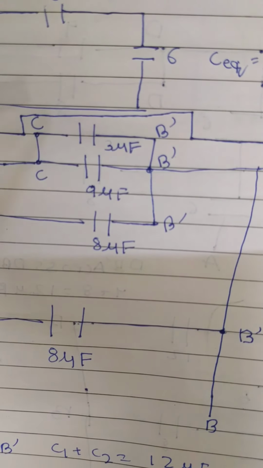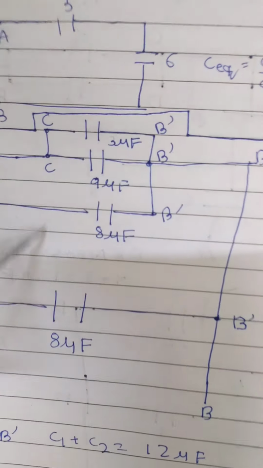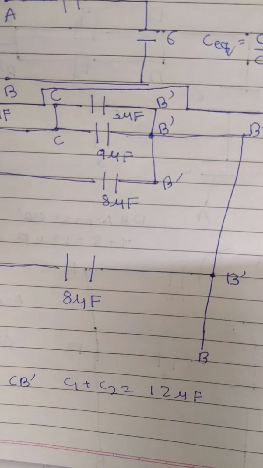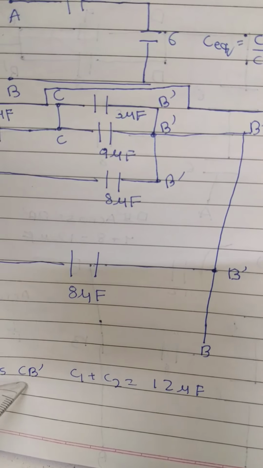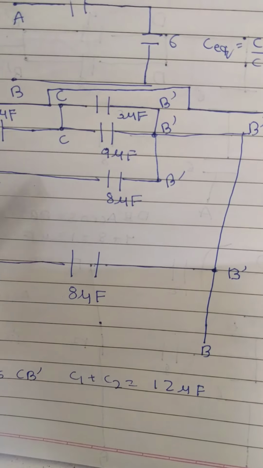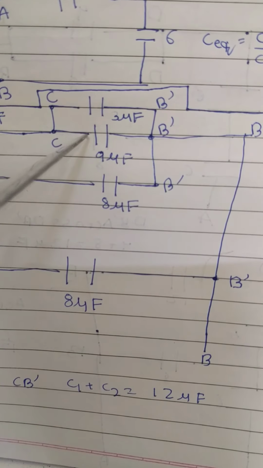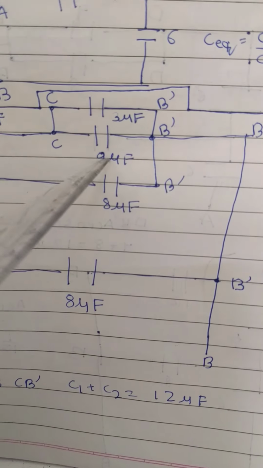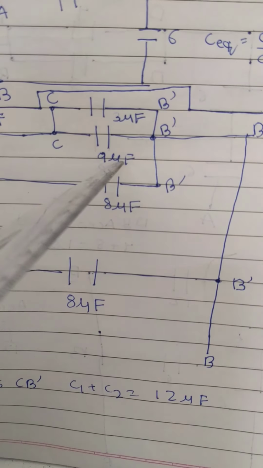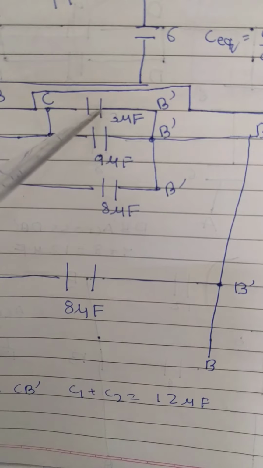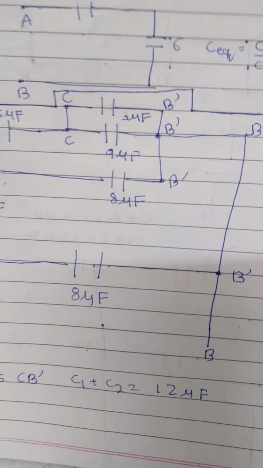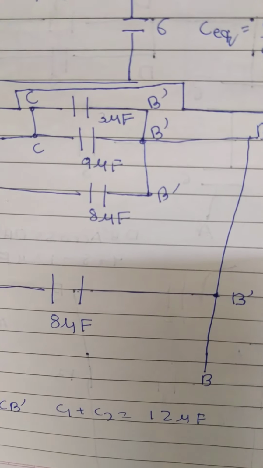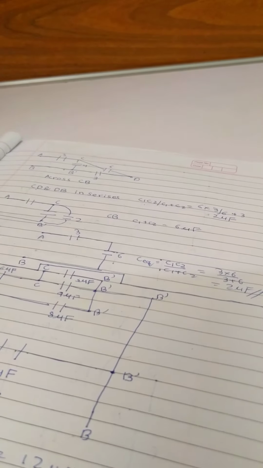So as I told, for parallel, the equivalent capacitance across CB is C1 plus C2, which is 12. So I can remove these two and just write 12 microfarads, because these two are in parallel. See, this comes with a lot of practice. If you practice a lot, you will easily do it.